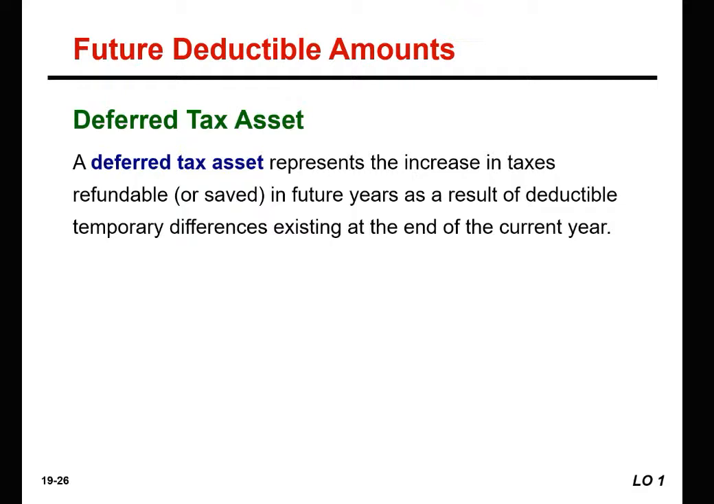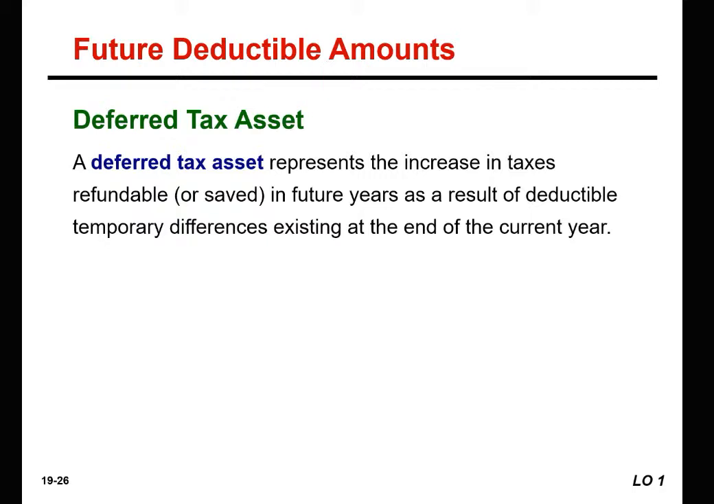It results from a past transaction. It gives rise to probable future benefit, and the entity controls access to those benefits. The basic calculation of a deferred tax asset would be book basis minus tax basis, giving us a cumulative temporary difference. We take that cumulative temporary difference and we multiply that by the tax rate.